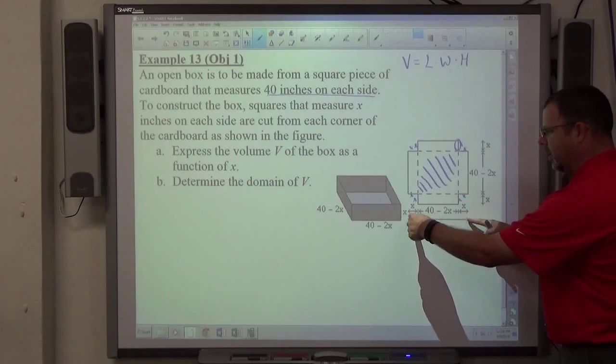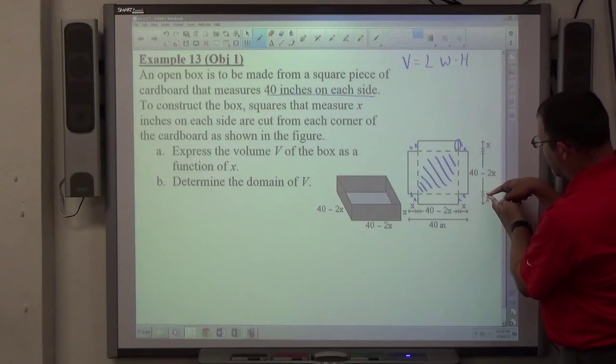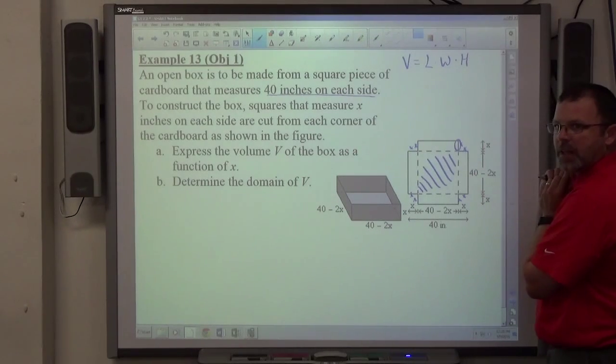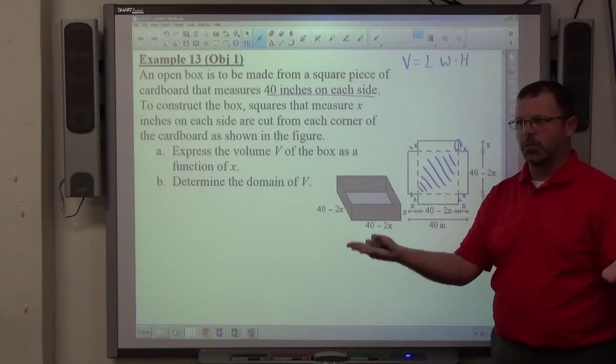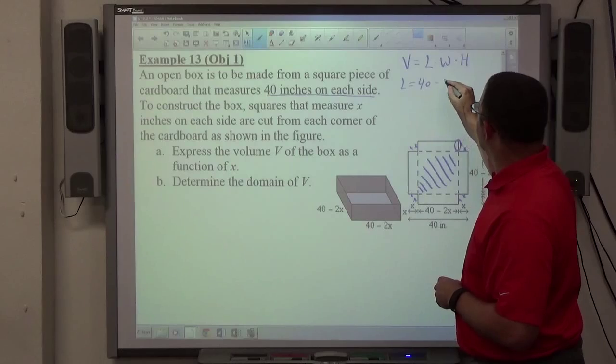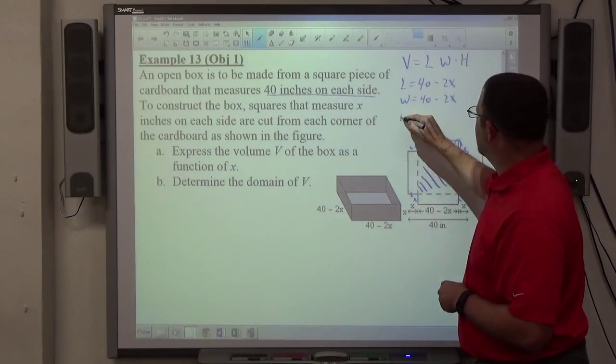So this is 40. 2 X's are being taken away, so this piece is 40 minus 2X. Same idea here. This is 40. You're taking X off each side, so 40 minus 2X is left for that there. And the height, of course, what we're folding up is X. So length is 40 minus 2X. Width is 40 minus 2X. And height is X.